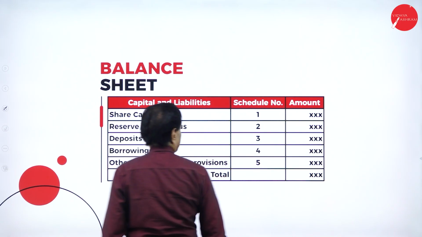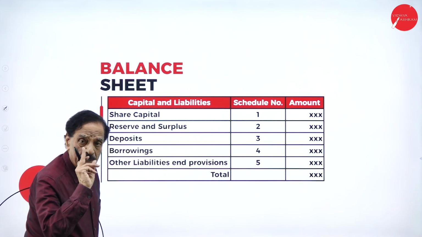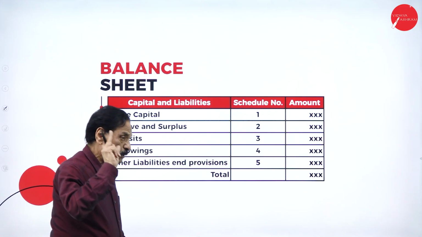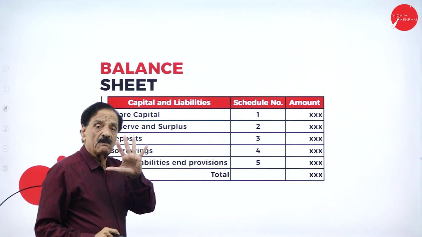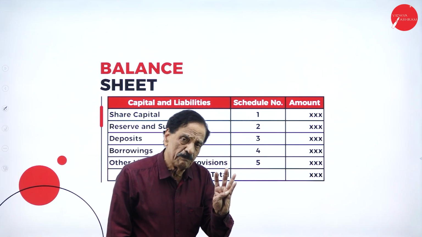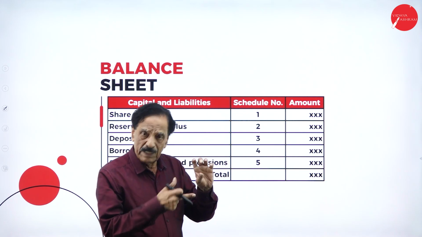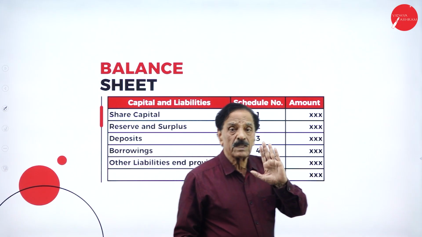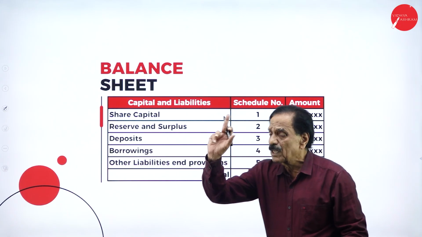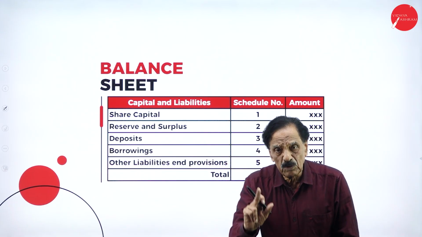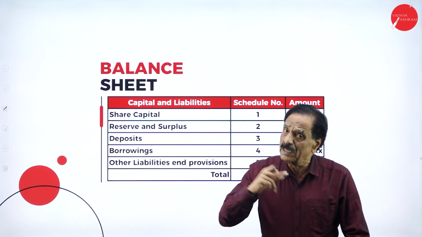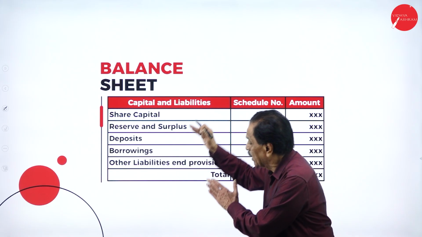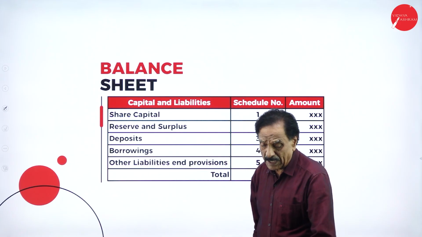So, balance sheet, capital and liabilities: share capital 1, reserve and surplus 2, deposits 3, borrowings 4, other liabilities 5. Which are the 5 items in the balance sheet? Number 1, share capital. Number 2, reserve and surplus. Number 3, deposits. Number 4, borrowings. Number 5, other liabilities. This goes to the total of capital and liabilities.